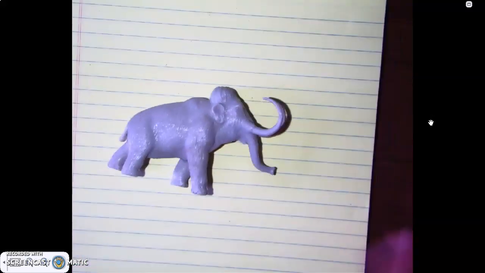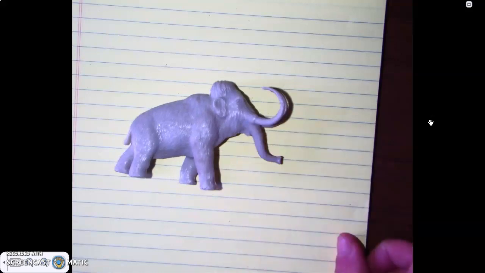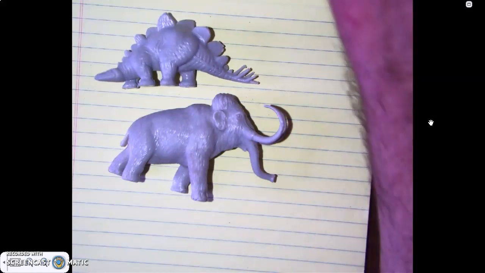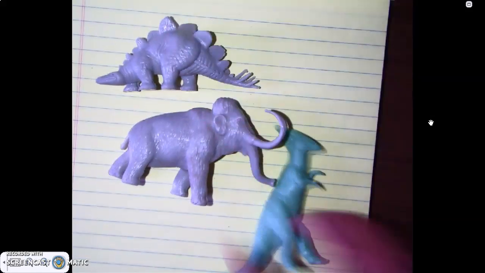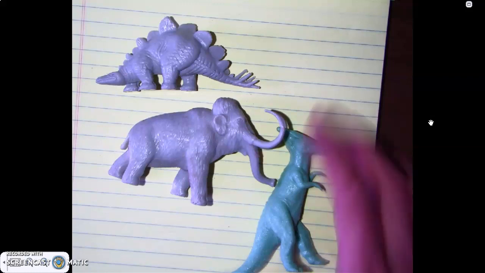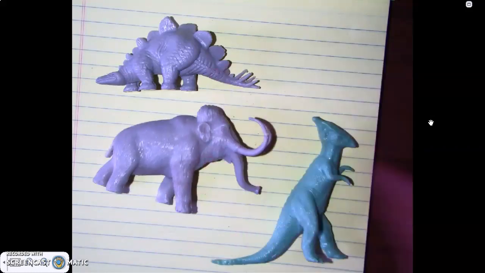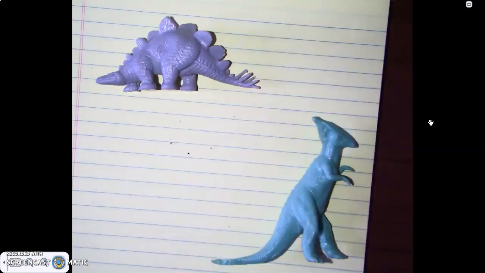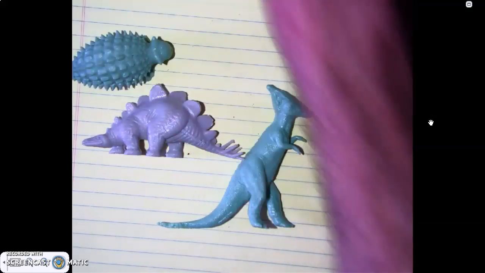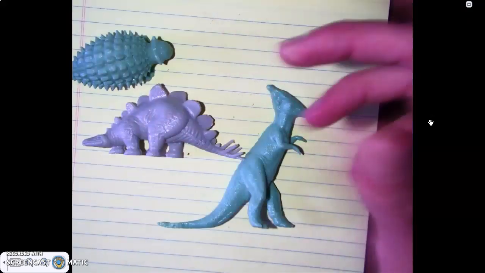Now, something that I also really like about this kit is that it has other creatures in it too. Here we have a woolly mammoth. Well, there's no way that a woolly mammoth and a stegosaurus and a hadrosaur were ever together at the same time. So this is just a toy. It's a set of toys, of course, but the geologic time is all wrong. The dinosaurs lived in the Mesozoic era, and many of these dinosaurs didn't live at the same time periods. But it doesn't matter. It still just makes it fun, right?